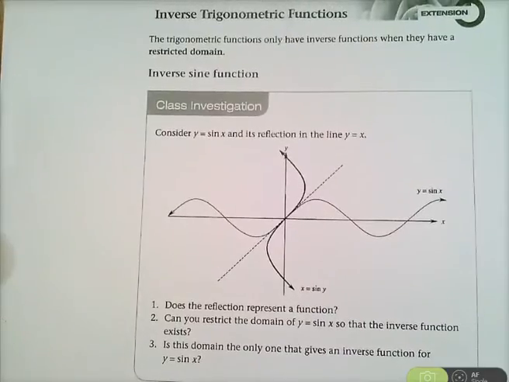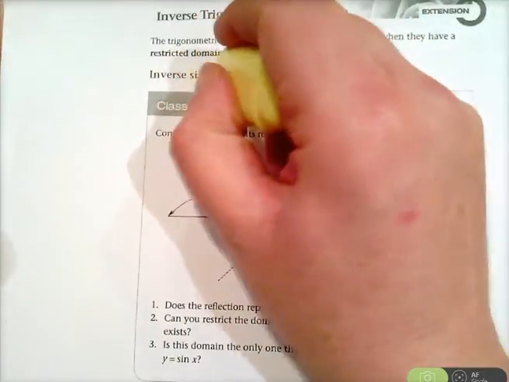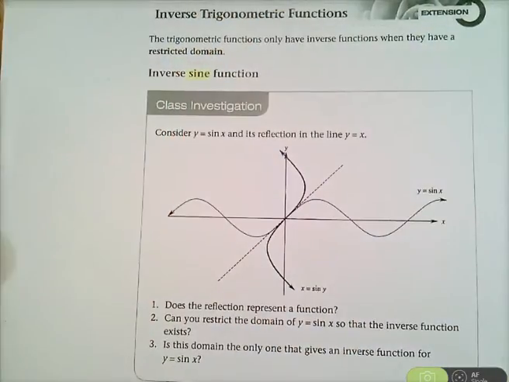Okay, in this video we're looking at inverse trigonometric functions or inverse trig functions. Now, the first function that we're going to look at is the inverse sine function. Okay, so we're looking at the inverse sine function.